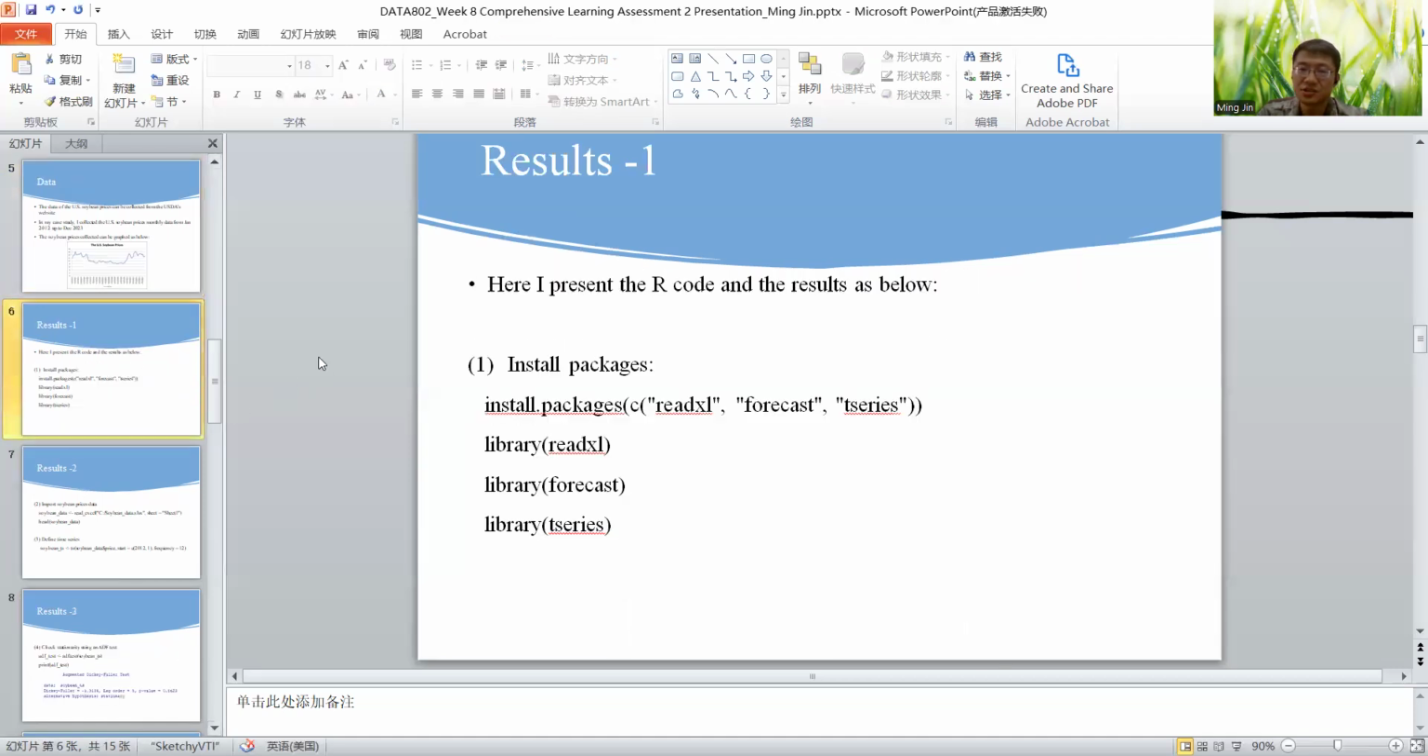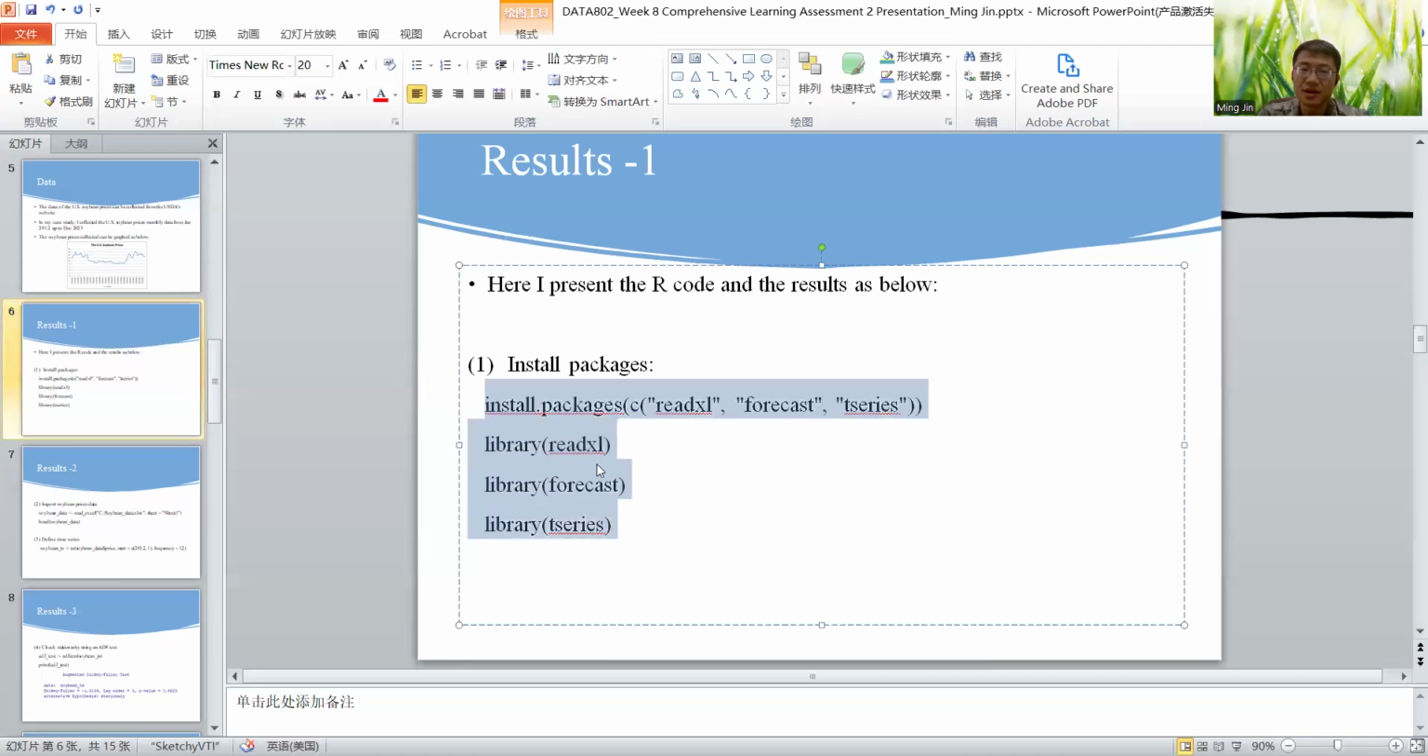In the next section, I will present the R code I use for the analysis and the results that I obtained. The first step of the analysis is to install some packages used in the modeling. We need to install some packages in R. These commands will install the corresponding packages in R.